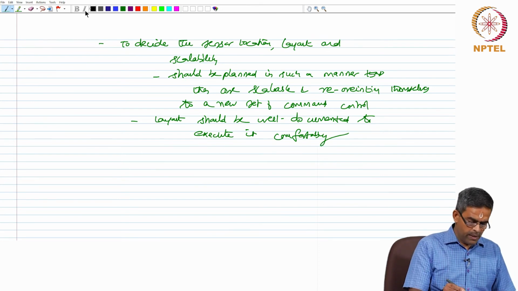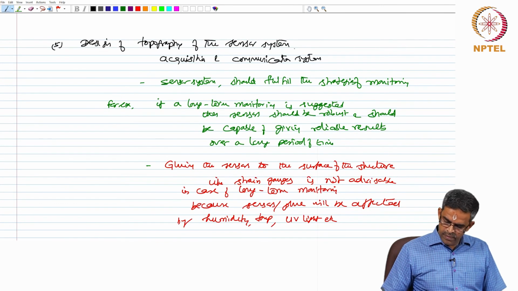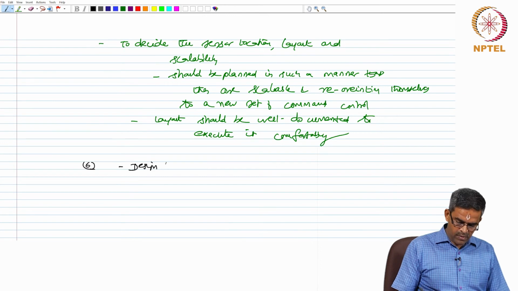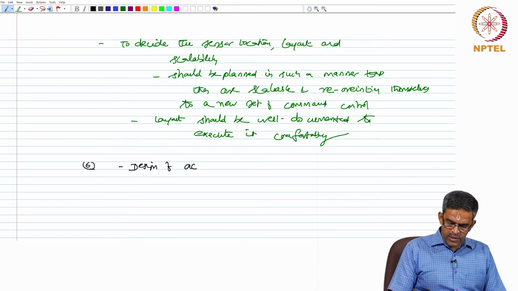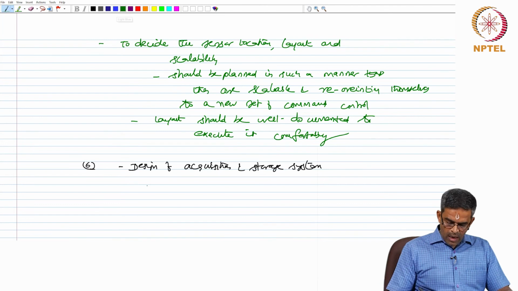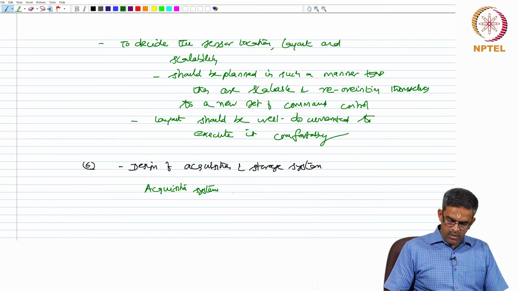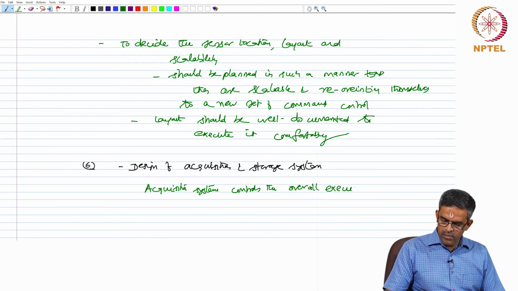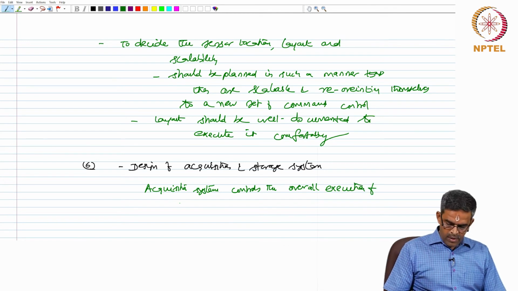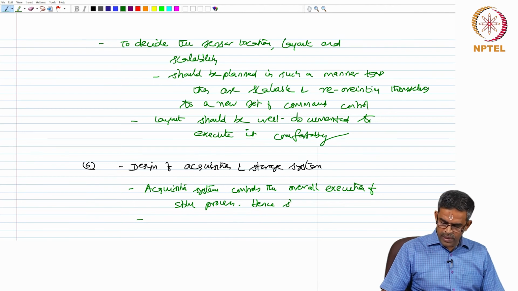The next could be the design of acquisition and storage system. That is another activity in SHM planning. Acquisition system actually controls the overall execution of structural health monitoring process and hence should be carefully designed.